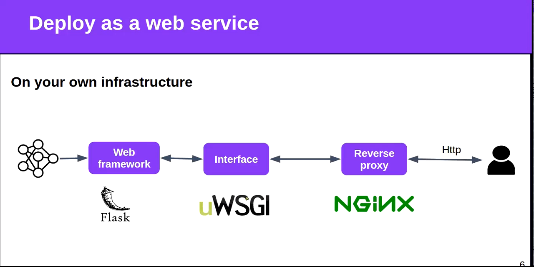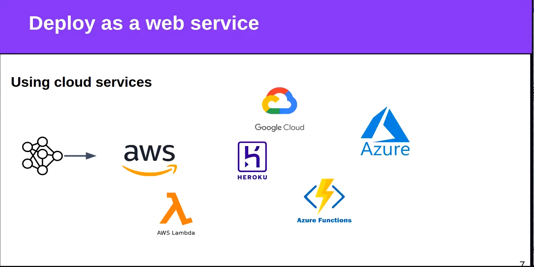So what's happening here is users use the HTTP protocol to connect to a reverse proxy, and the reverse proxy will allow us to share a resource, in this case our machine learning model, with the outside users. And this is one example of a Pythonic stack that will help us to deploy a machine learning model. A second way to deploy a machine learning model as a web service is to use cloud services. There are many cloud services, for instance AWS Lambda, Heroku, some Google Cloud functionalities, and Azure Functions. There are many other products that help you to deploy a machine learning model, but we are not going to discuss this in this workshop. We are going to focus more on deploying a model using only Python.